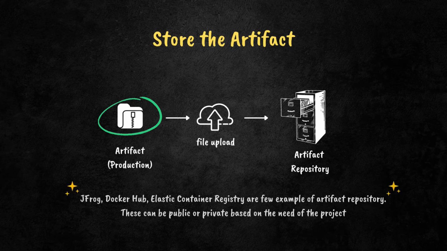Once the build artifact is created, it is stored in an artifact repository. A few examples of artifact repositories are JFrog and Docker Hub. The idea behind storing these artifacts is to avoid rebuilding the same artifact if the product team decides to move further, releasing the package to a higher environment.